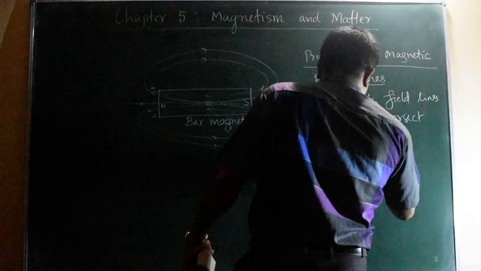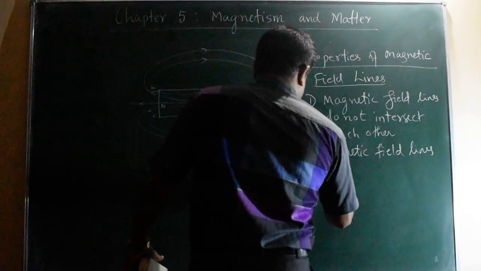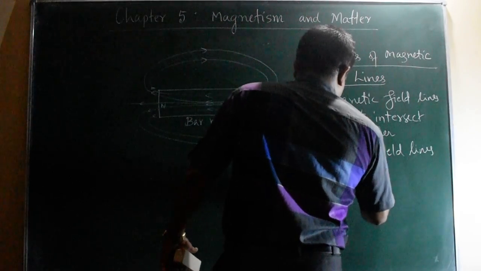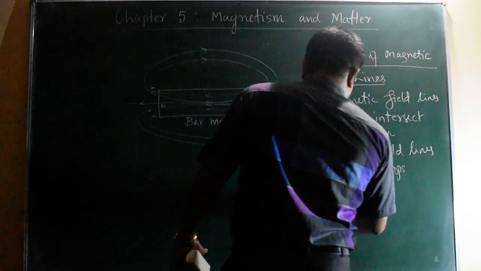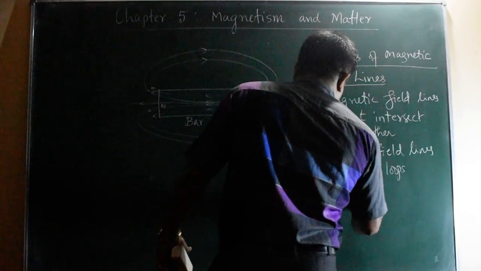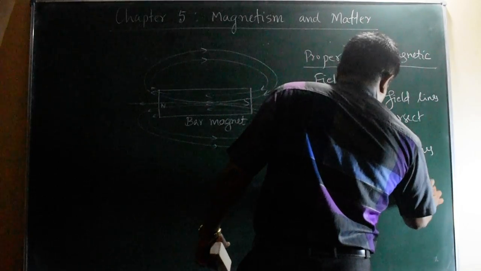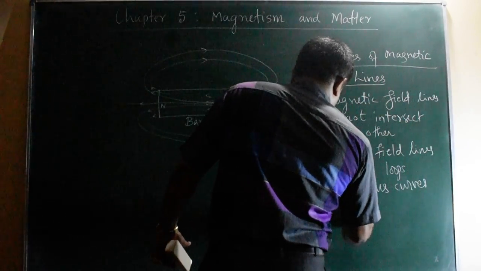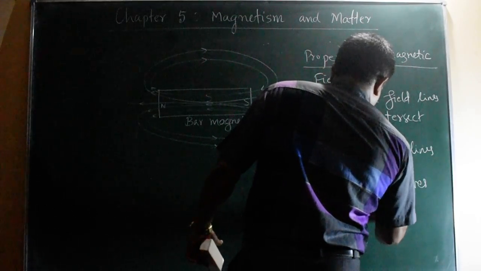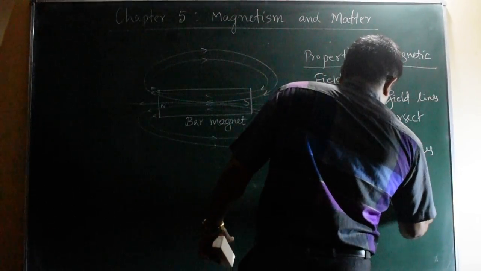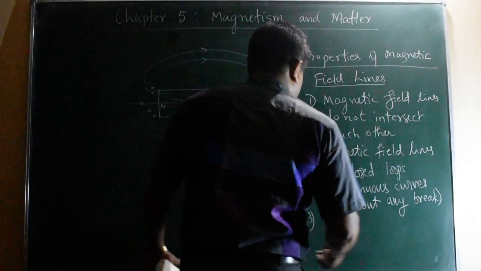Magnetic field lines form closed loops, or they are continuous curves without any break. There is no break at all anywhere.